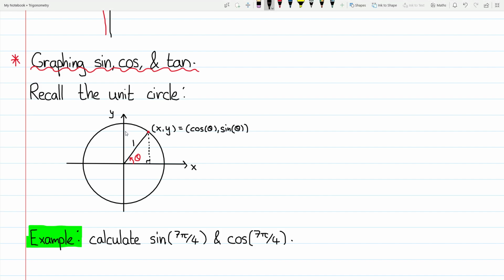But here we have a unit circle. So that means it's a circle of radius 1, and it's centered at the origin. So this is the point (0, 0). Now, when we describe this sort of rotation, as we will, we go from the positive x-axis and we go anti-clockwise. And so if you use trigonometry on this right triangle, you will get that the coordinates of this point, the x-coordinate, the width, is the cosine, and the height, which is the y-coordinate, is the sine.